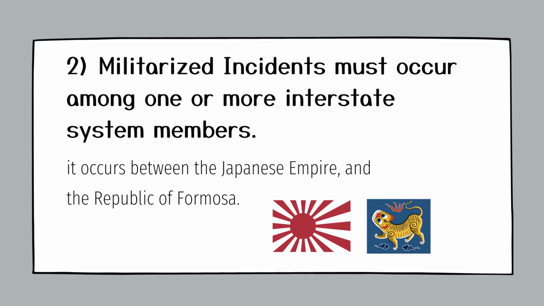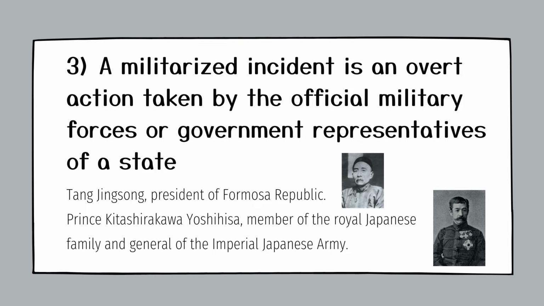So for the second part, militarized incidents must occur among one or more interstate system members. In the specific case of the Japanese invasion, it occurs between the Japanese Empire and the Republic of Formosa. So yes, these incidents occur between two states. And finally, for the third part, a militarized incident is an overt action taken by the official military forces or government representative of a state.